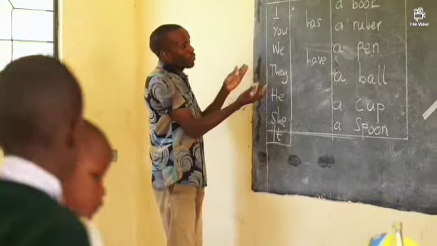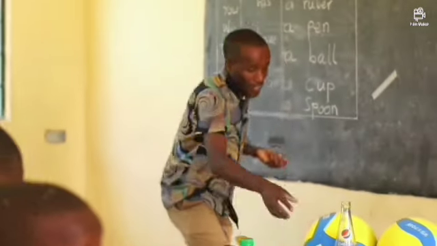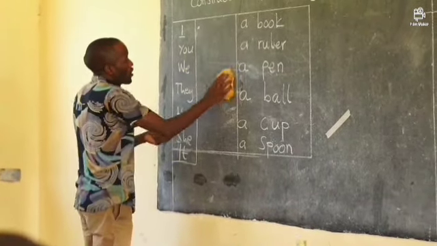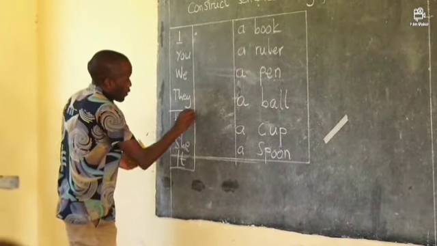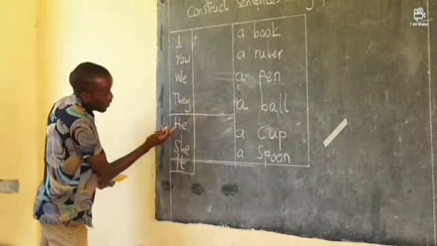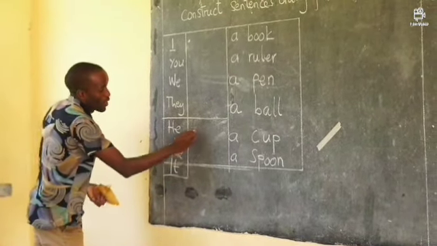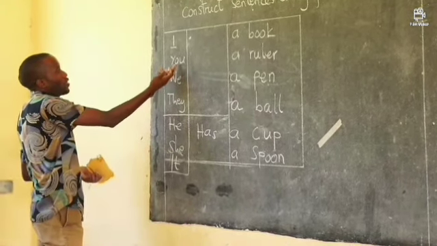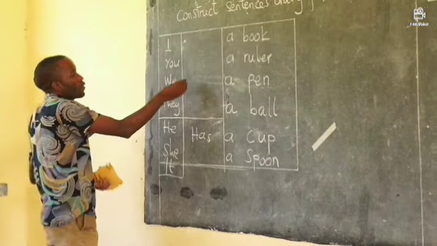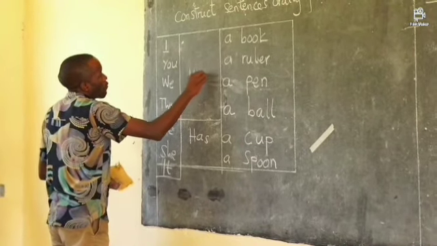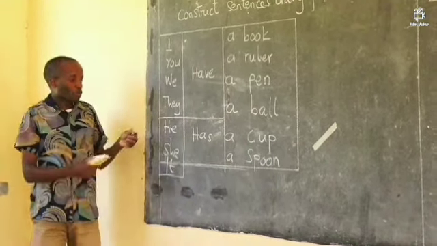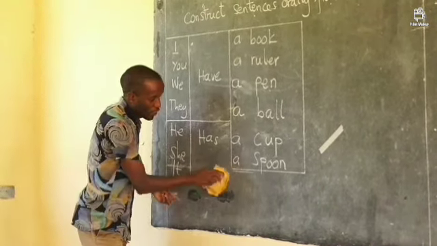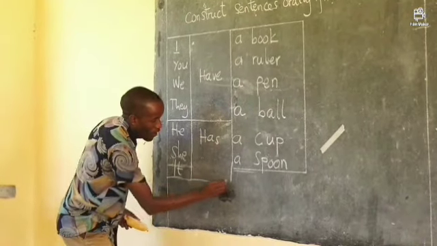So when we use "has", we can just use it with he, she, and it, while the rest, I, you, we, they, use "have". So, to avoid confusing yourself while constructing sentences, you have to remember this.